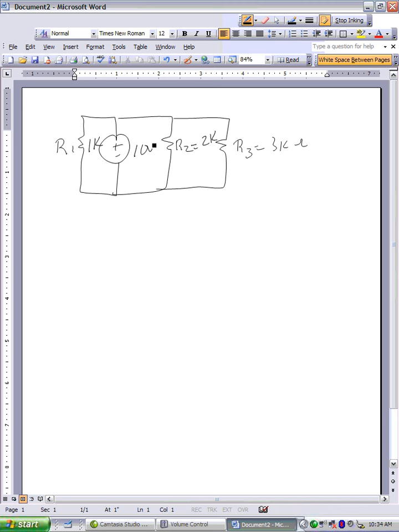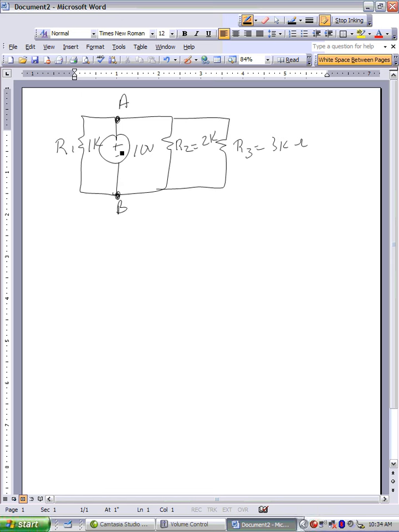Okay, I've got resistor 1 is 1K, resistor 2 is 2K, resistor 3 is 3K, and the total voltage is 10. Now, if I look, let's label our points here A, B. Again, I have no series resistor with the source, so I'm not going to create a voltage drop.